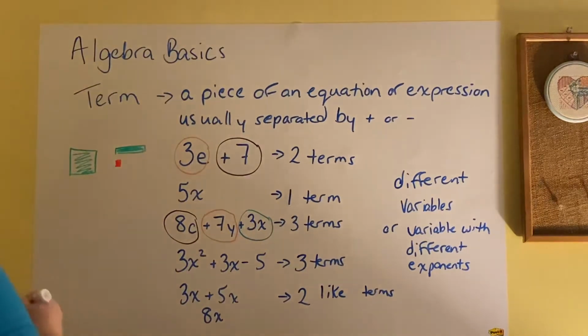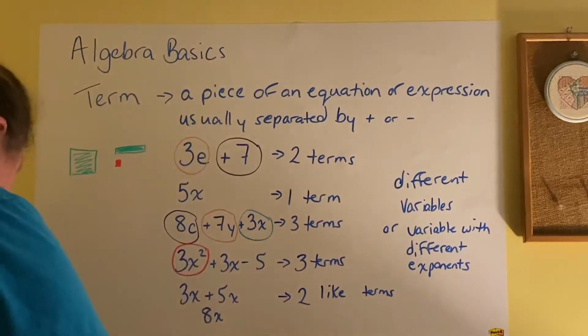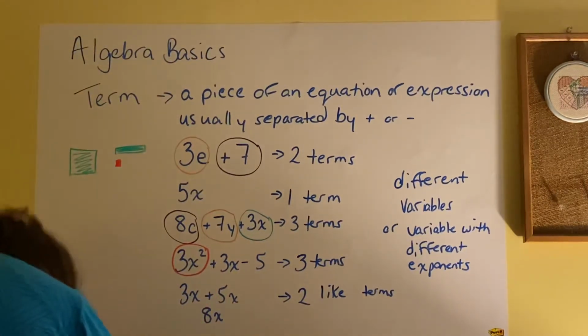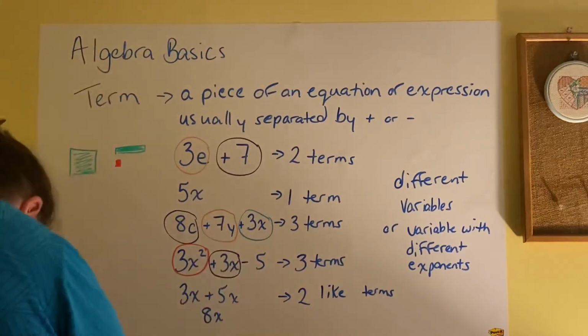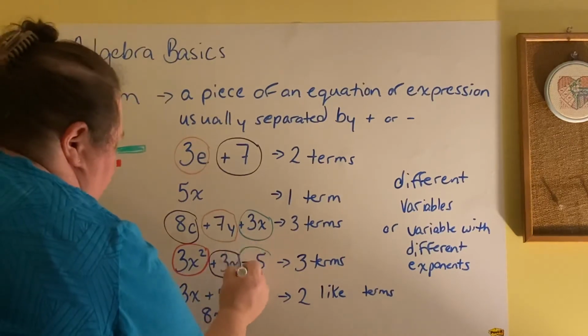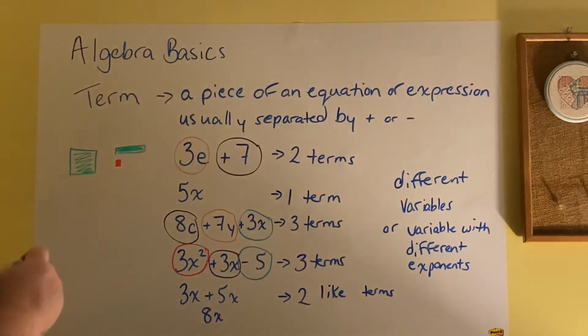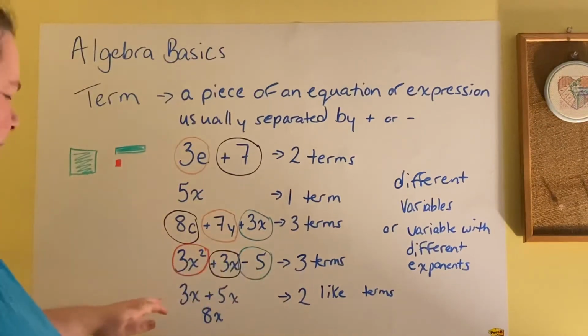So looking at this, you've got 3x squared as one term. You've got 3x as another term. And then you have a negative 5, or subtract 5, as its own term. None of those terms can be combined together because none of them are like terms.